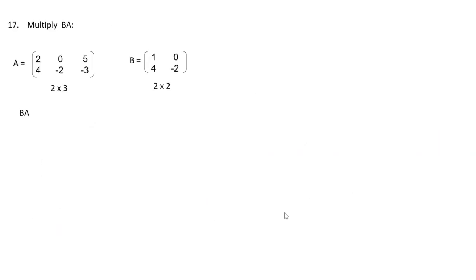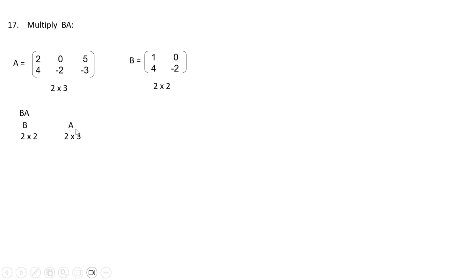Now for multiplication, first you have to check if you can do it. For example, matrix A is a 2 by 3 matrix, and matrix B is a 2 by 2. If you notice, the two numbers in the middle must be the same in order to multiply them. That's why you cannot multiply A times B.